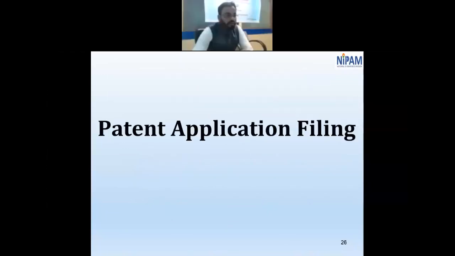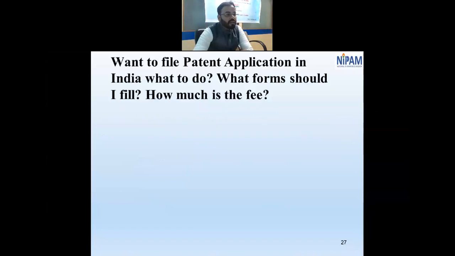What is the bare minimum requirement in order to file a patent application? So I'm telling you very crudely. I'm not going into the specifics of each and every form, because there are 30 different forms used for various purposes for filing a patent application. I'll not be discussing all the 30 forms. I'll be discussing only the bare minimum forms which are required for filing a patent application in the office.